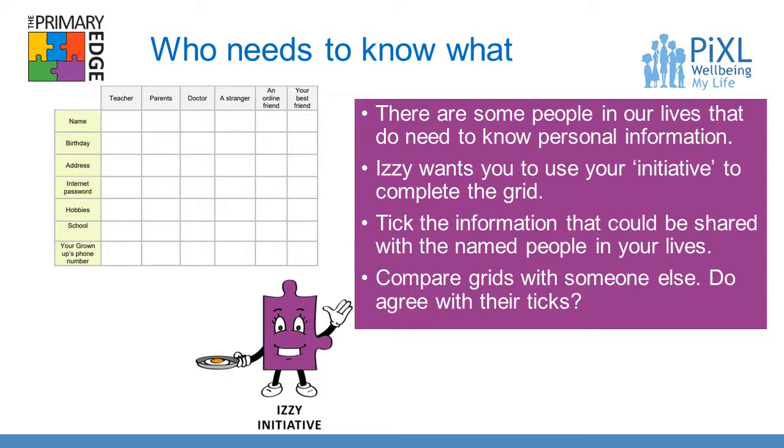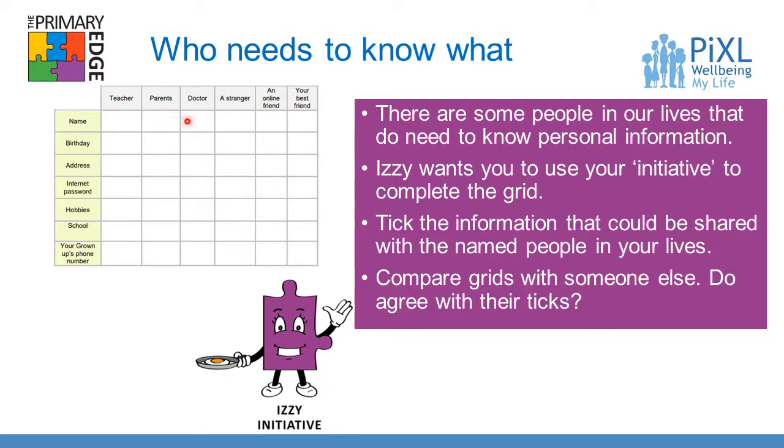Okay, so along the top we've got teacher, parents, doctor, a stranger, an online friend and your best friend. So you would go along the grid and think, does a teacher need to know my name? Well, probably, yeah. So you could tick that one because your teacher really does need to know your name. Okay, that's something that you can share with your teacher. Do your parents need to know your name? Probably, because they probably already know it since they've given you your name.